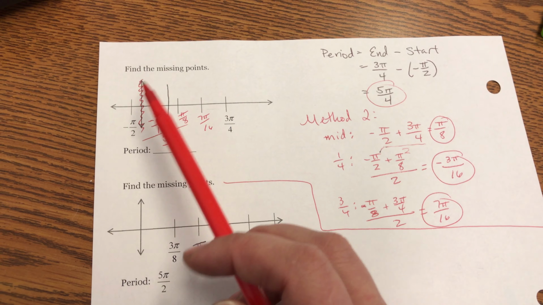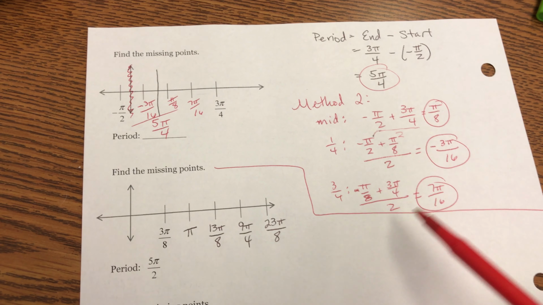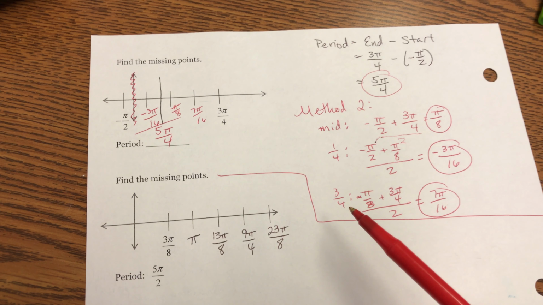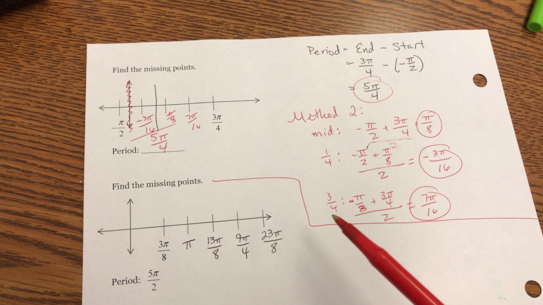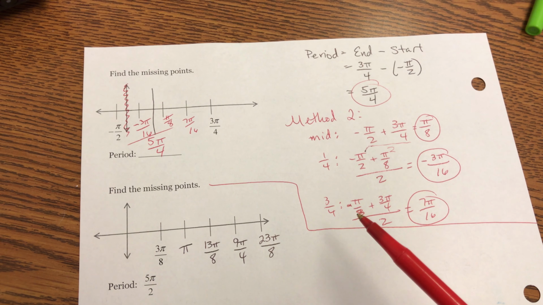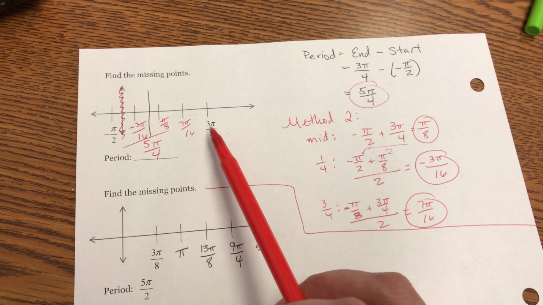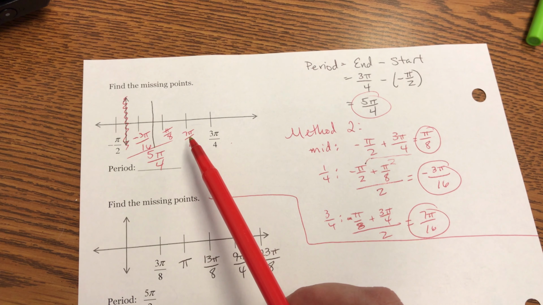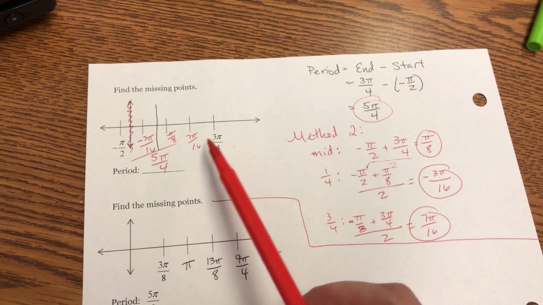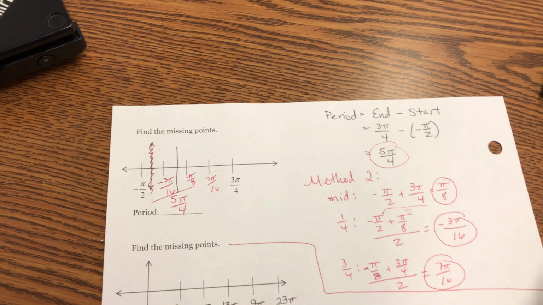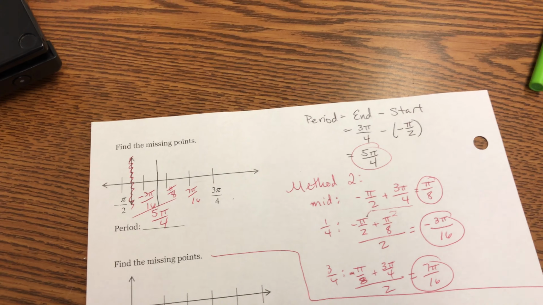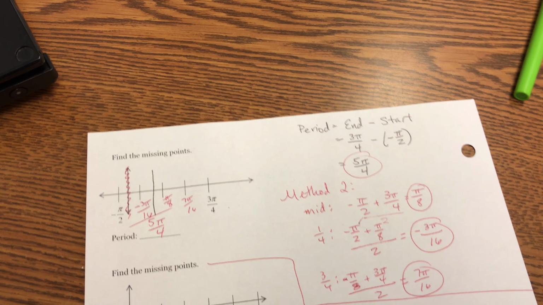And notice I had to kind of move that line. It wasn't in the right place. And then the 3/4 point is pi over 8 plus 3 pi over 4. Add them together, divide by 2. And that's going to be 7 pi over 16. Okay, pause the video now and see if you can get the last 3.